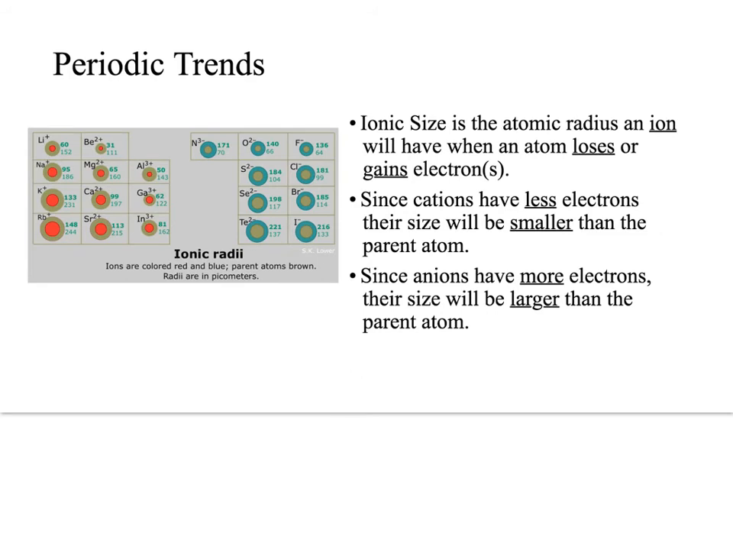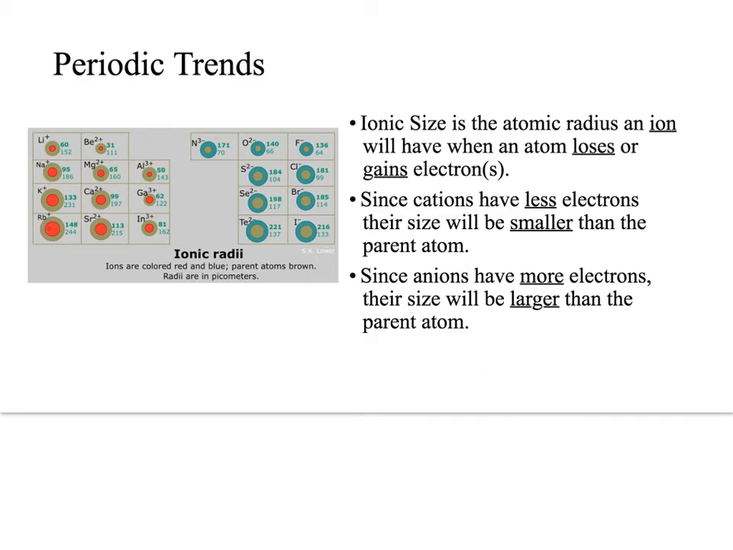Our next trend is ionic size. This is basically the same thing as atomic radius. Please keep that in mind. Atoms have the same electrons, and once they give or take electrons, we're asking what happens to them. But it still is the size of that particle. So cations will have fewer electrons because they lose them, so they get smaller.